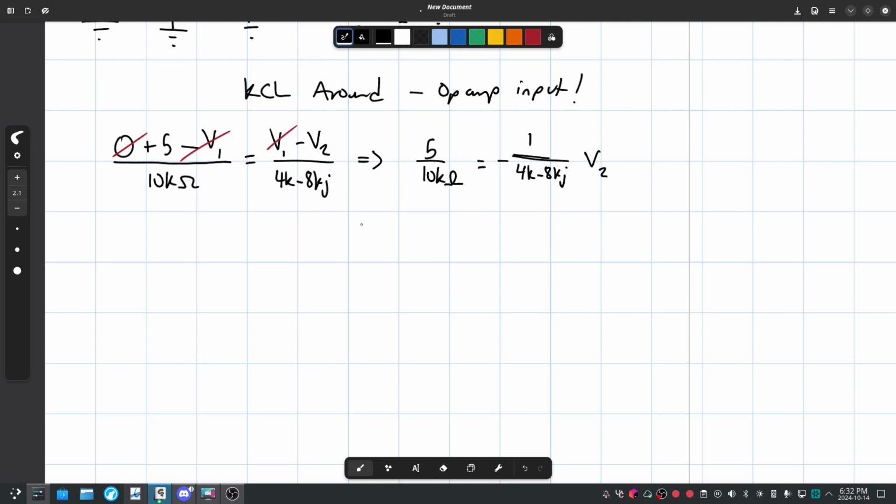You should know how to solve this. So we get that V2 is going to be equal to, I am too lazy to do all the math, -2 plus 4j.